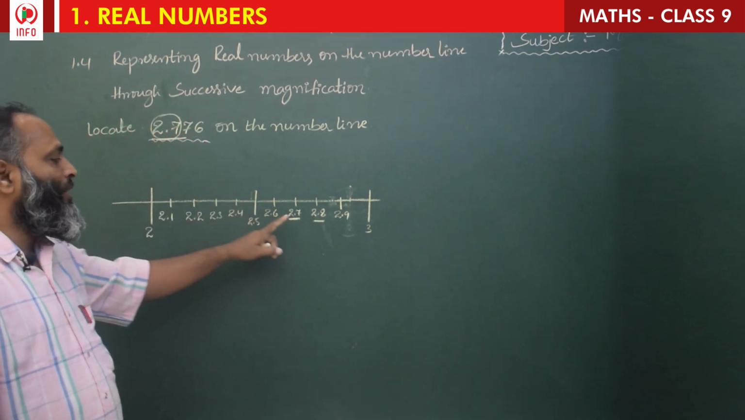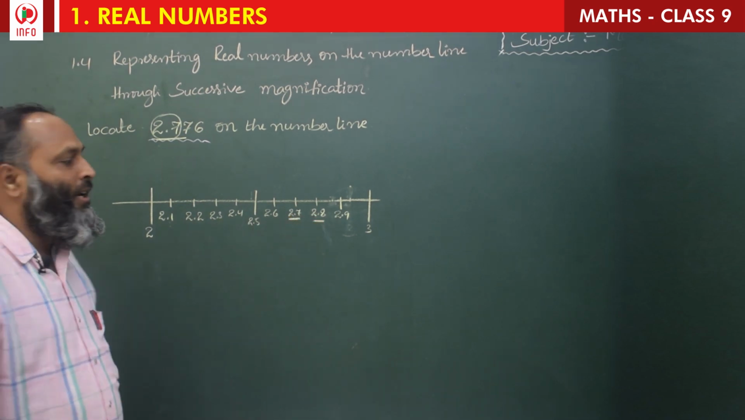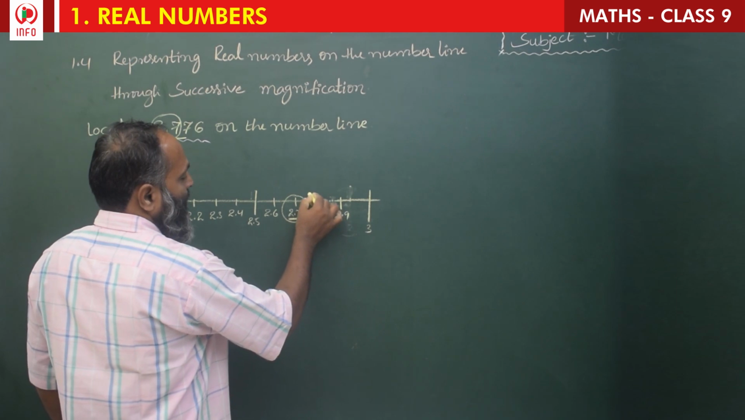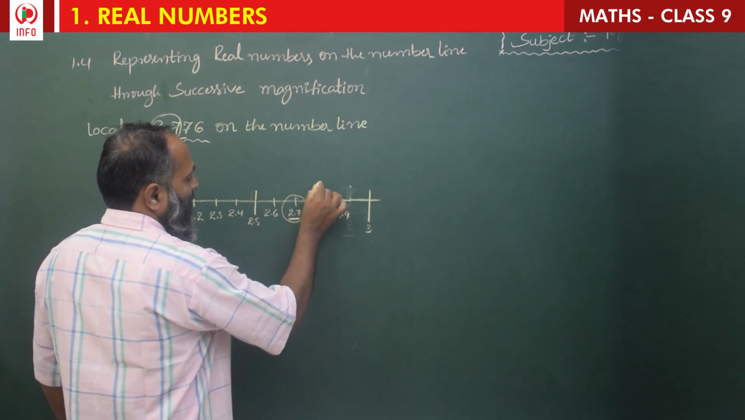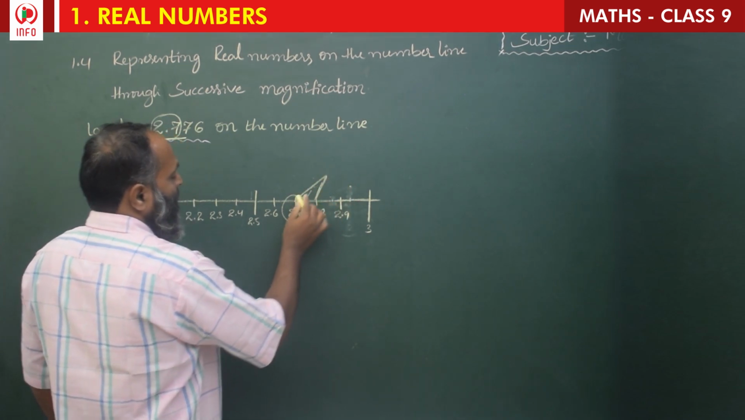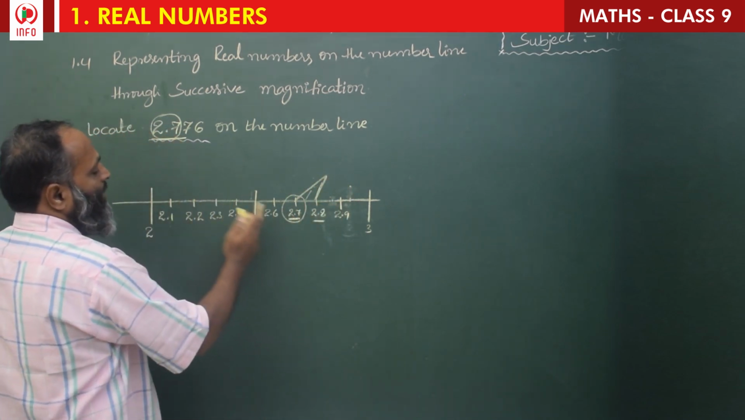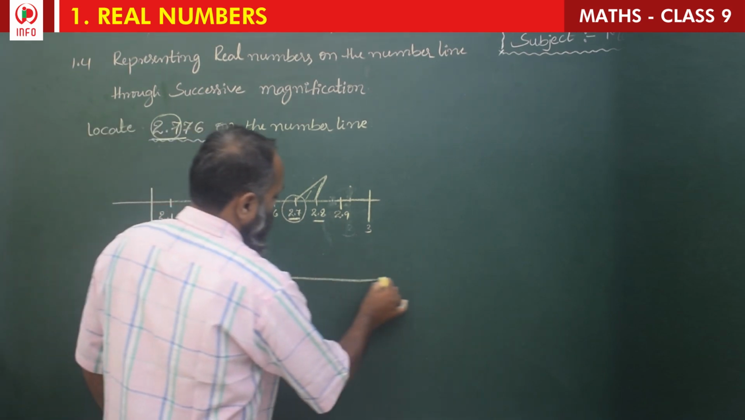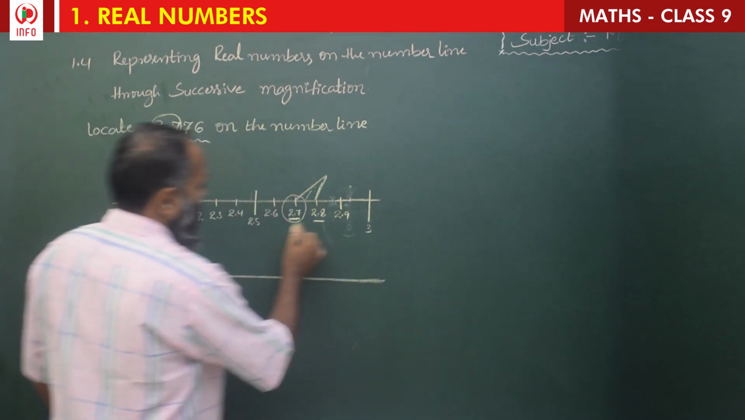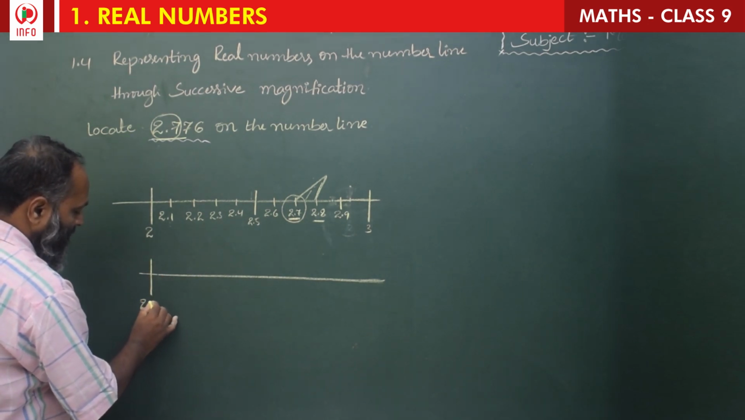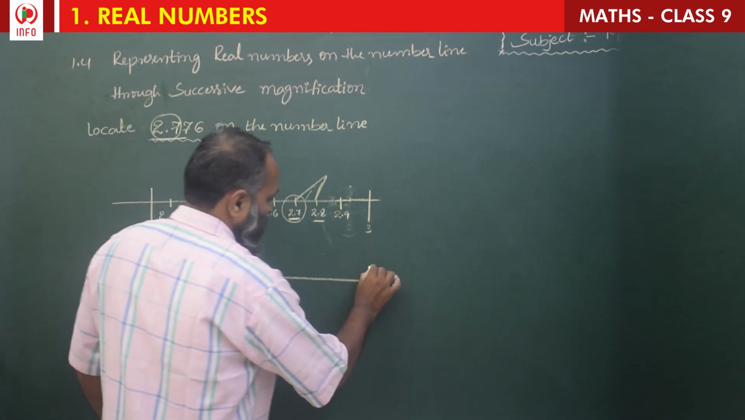2.77 is in between 2.7 and 2.8. Here 2.7 is there. So here we have 2.77 in between these two, 2.7 and 2.8. Again you draw a number line. From here it is 2.7, and here we should take 2.8.